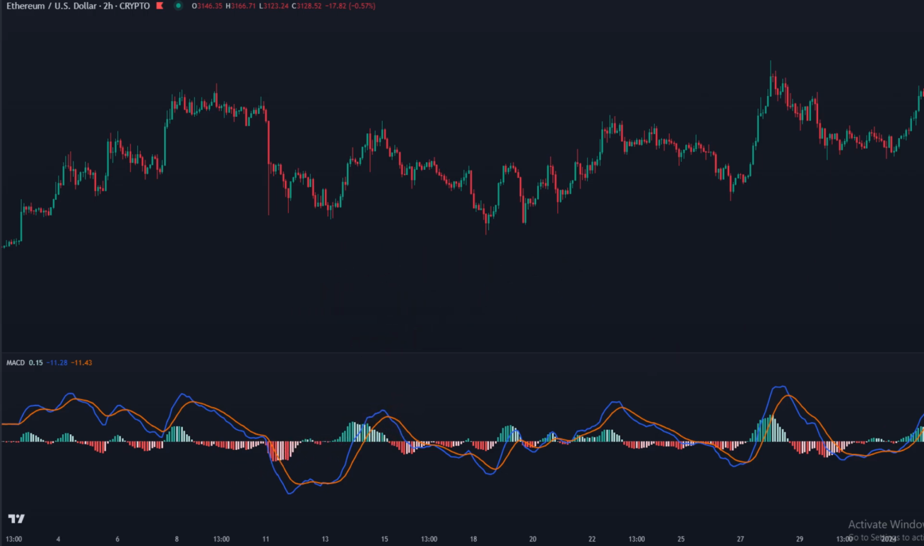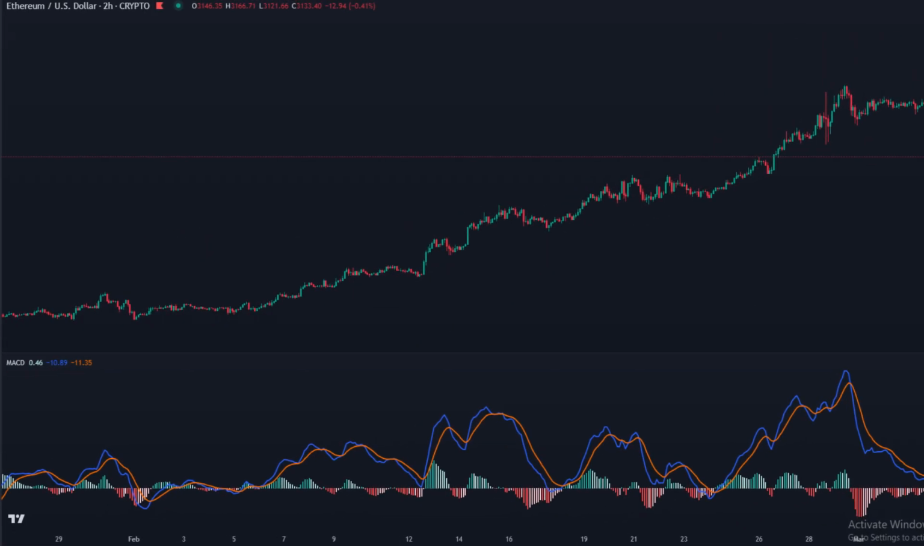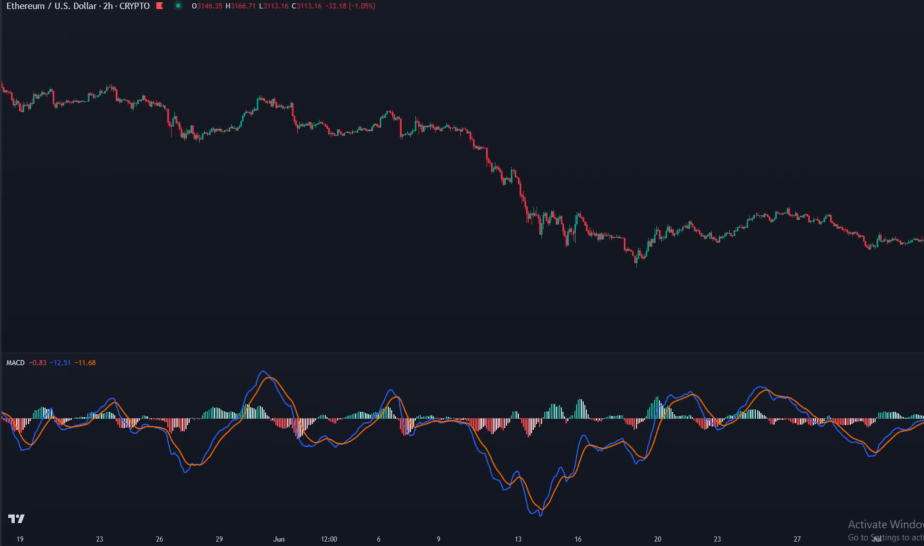So, as you can see, this indicator is extremely easy to use, but the problem most traders encounter is that they use this indicator by itself. Let me tell you why this doesn't work. The MACD indicator works extremely well if the market is in a trend. So, for example, here, the MACD indicator is doing a great job indicating when the price is about to move upward, because the chart is in an upward trend. But here, for example, the price is in a downward trend, but the MACD is still signaling to buy long even though the price is going down.